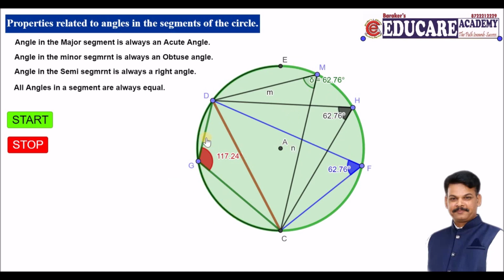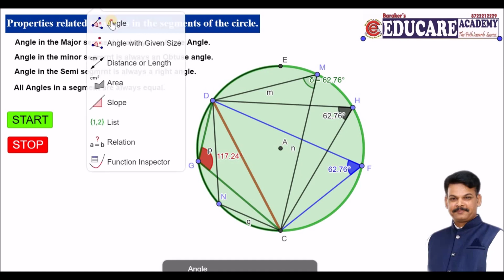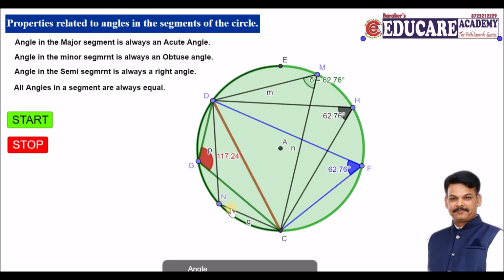In the same way, in the major segment also, the angles formed will always be equal. Here, we already have one angle and its measure is 117.24 degrees. Now if I create one more angle here, then again that angle will be equal to 117 degrees. We can see it here, 117 degrees, right? So with the help of this we understand the last property.